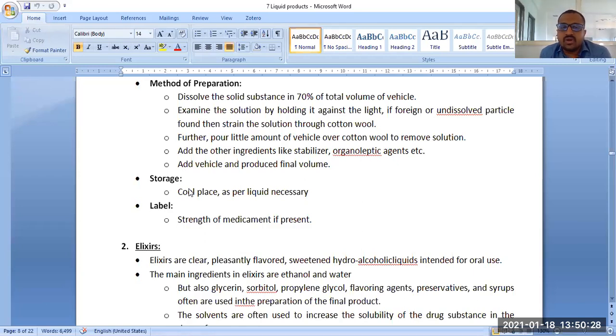So this is all about the solution. Any question in the solution portion? Yes, sir.